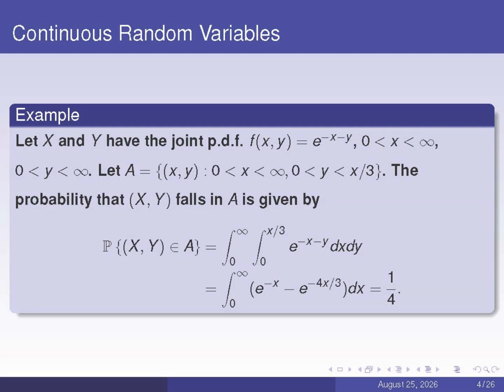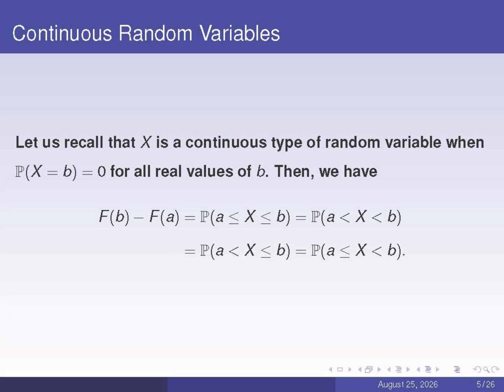Recall that when X is a continuous random variable, the probability of observing any single point is equal to 0, as shown in line 2. Therefore, the expressions in the last two lines should be straightforward to understand.